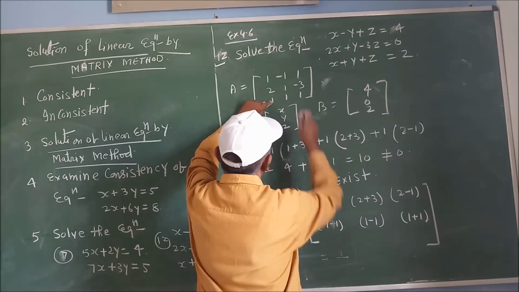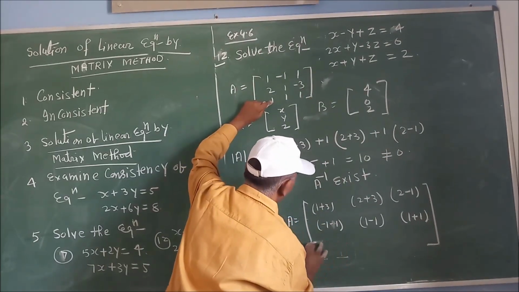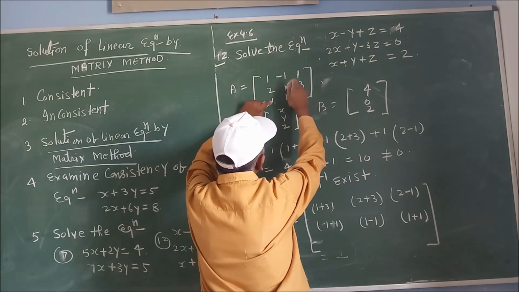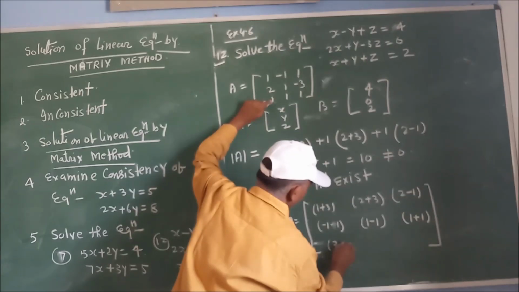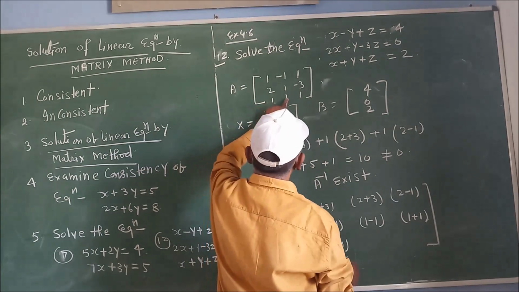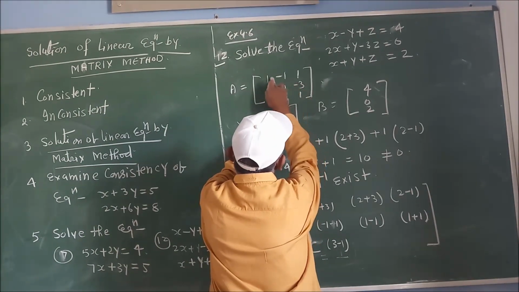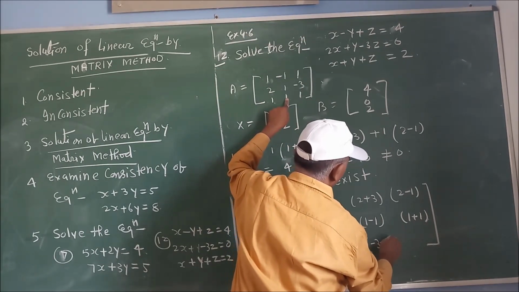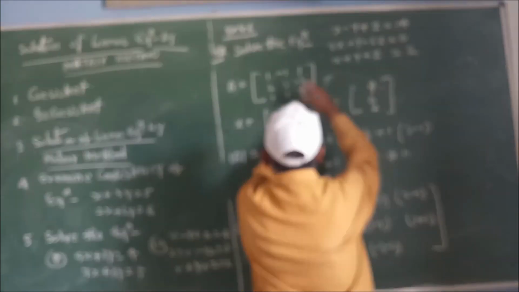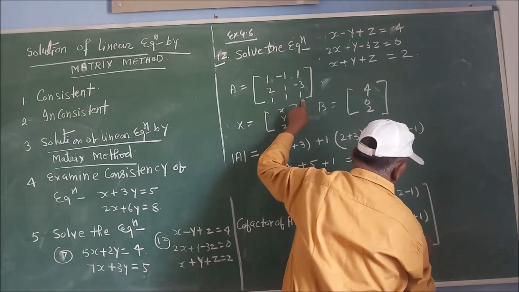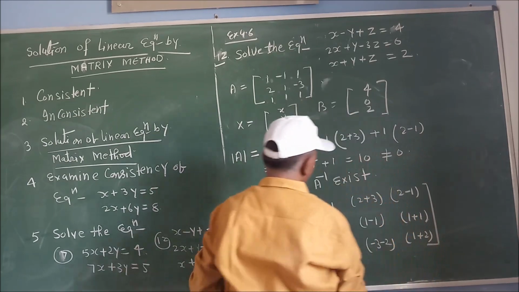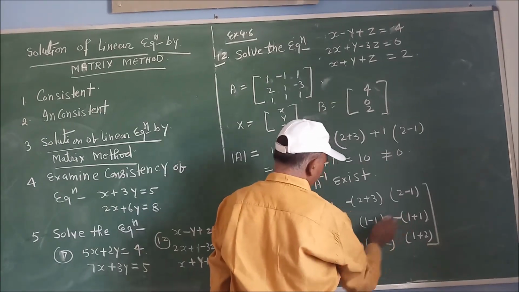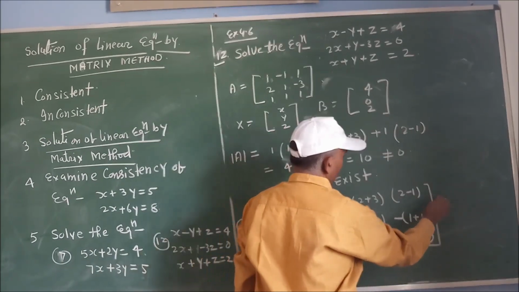And again for this one you can write 3 minus 1. And for this one we can write 3 minus 2. And for this one we can write 1 plus 2. And write the signs plus, minus, plus, minus, plus, minus, plus, minus, and calculate the value.